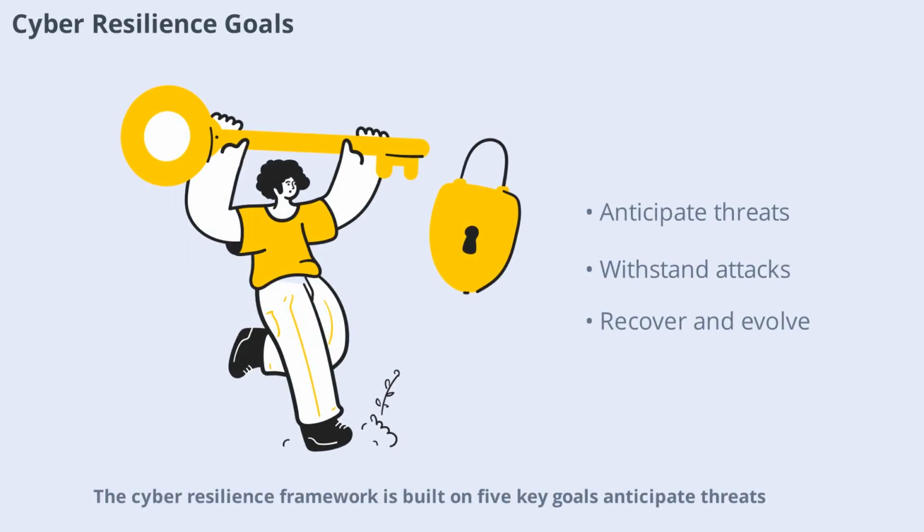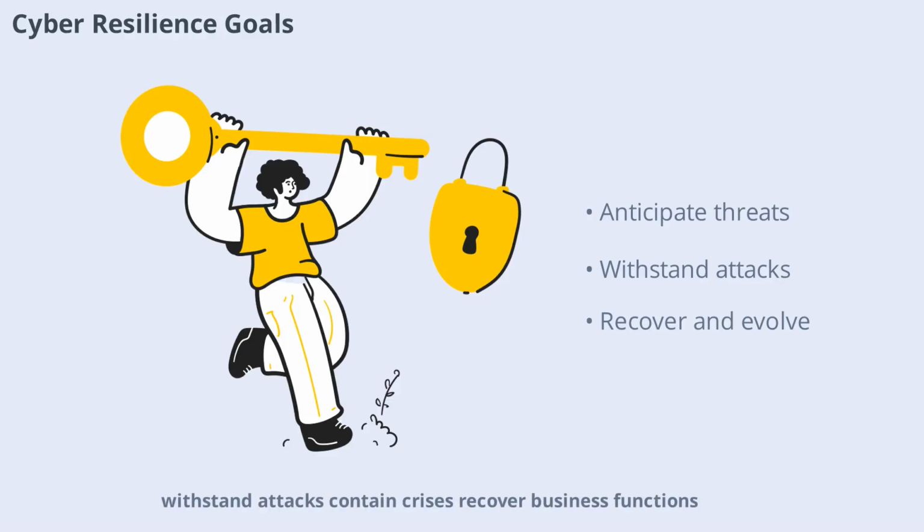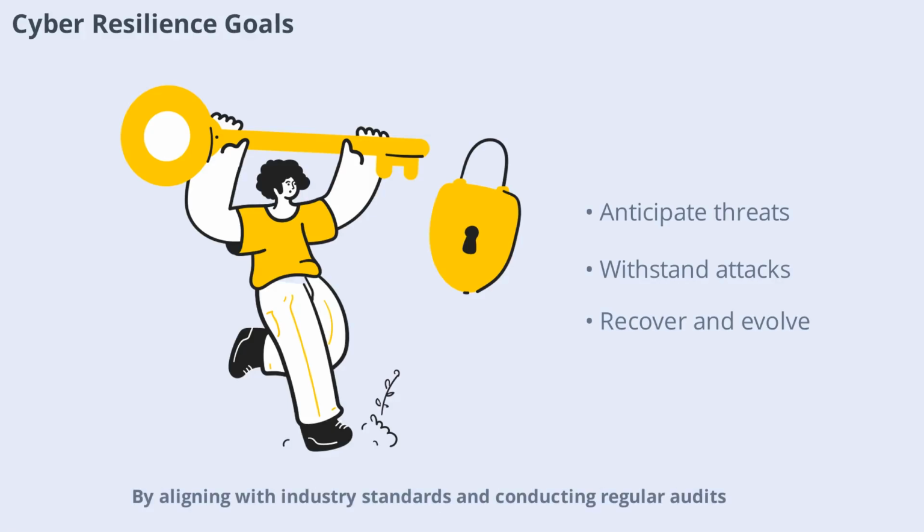The cyber resilience framework is built on 5 key goals: anticipate threats, withstand attacks, contain crises, recover business functions, and evolve to minimize future risks. These goals guide market infrastructure institutions in developing robust systems and processes to protect against cyber incidents. By aligning with industry standards and conducting regular audits, the market remains secure and resilient in the face of evolving threats.